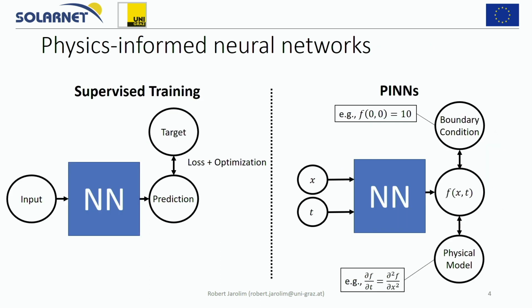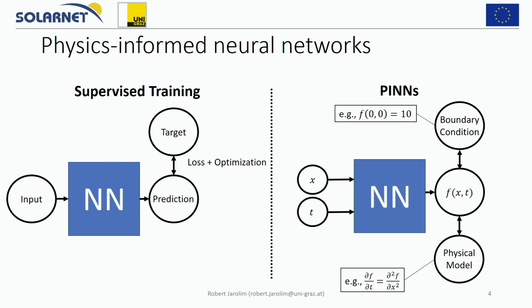And here's the overview that tells you how this concept works. On the left-hand side, this is what we are used to. For most supervised applications, we have our inputs. We feed them into a neural network. We get our predictions. Then we can compare them to our target, compute our cost function, the loss, and then perform an optimization of our weights in order to match those two.